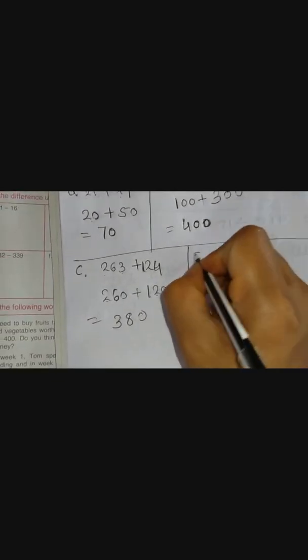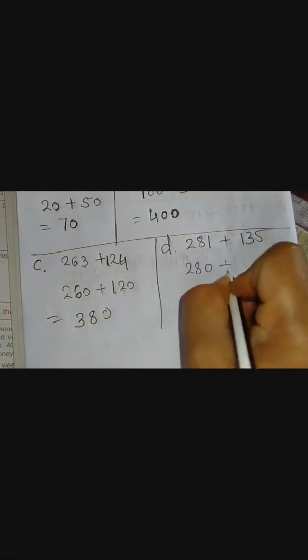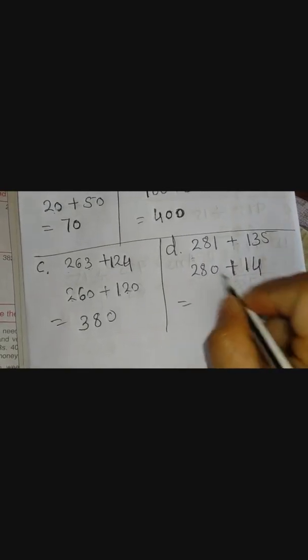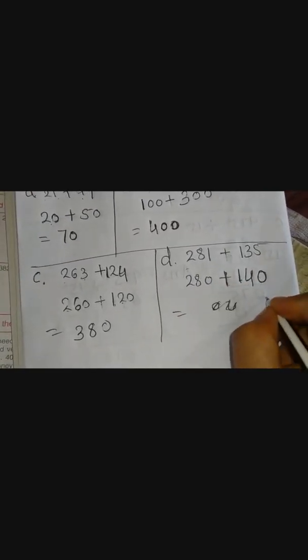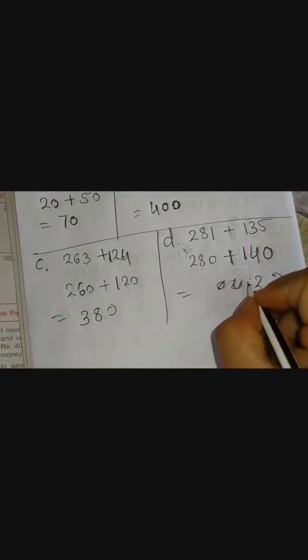Then next, D sum, students: 281 plus 135. Round off this. So 280 plus 140. 0 as it is, 8 plus 4, 12. Right, here 2, and 1 is a carryover. 2 plus 1, 3. 3 plus 1, 4. So the answer is 420.